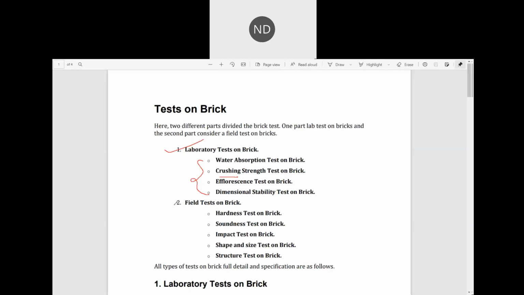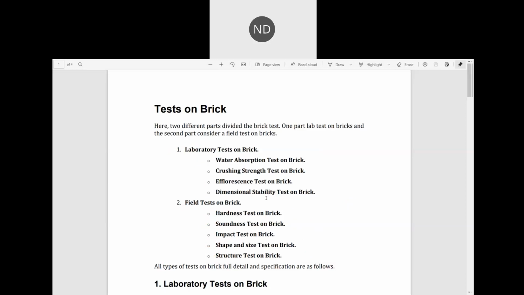Okay, the next is your field test. When we do not have any laboratory nearby, we can check with the help of these things: hardness test we can do on the field itself, soundness test of the brick, impact test on the brick, shape and size test on the brick, and the structure test on the brick. These tests we can do on the field itself. According to this also we can specify that this brick is okay for the construction, we can consider this brick, we can use this brick.